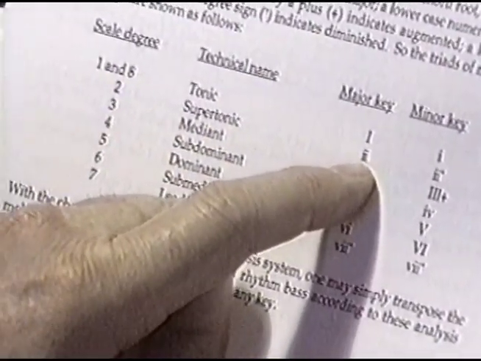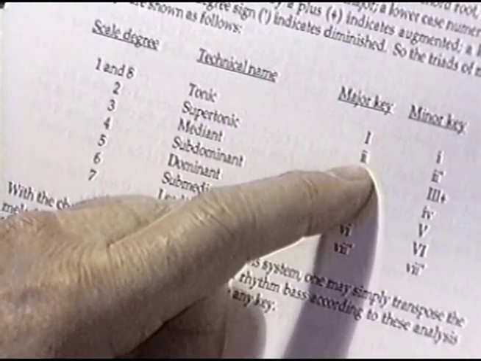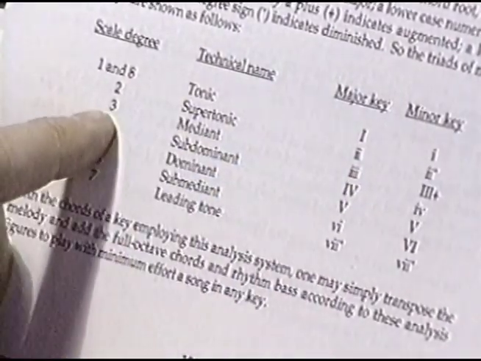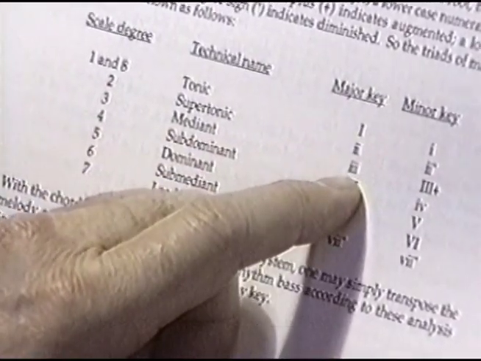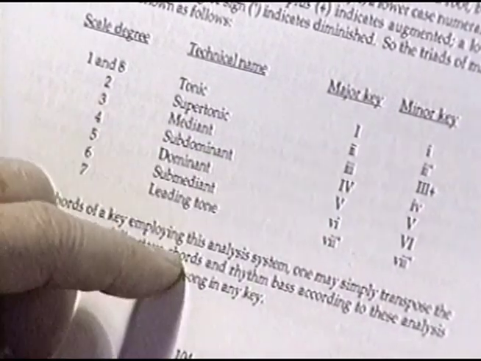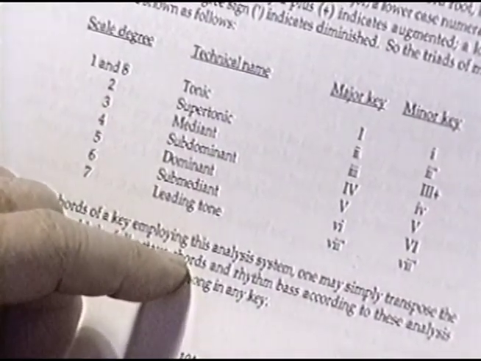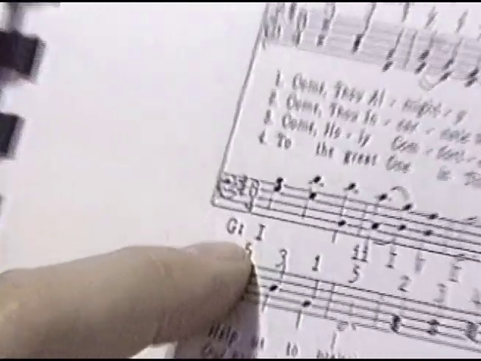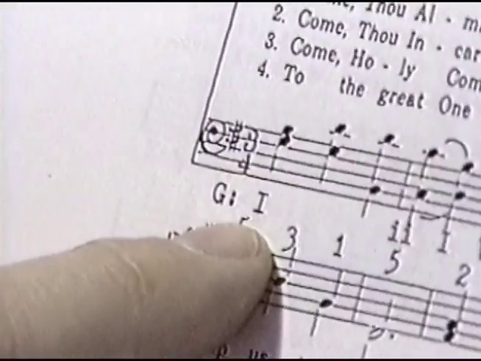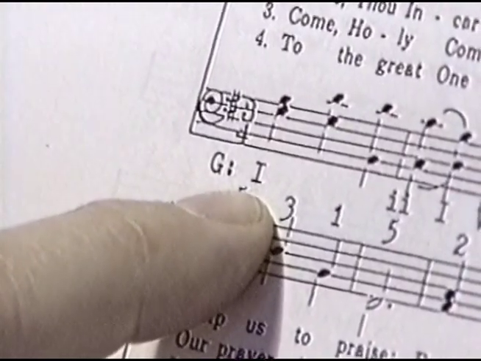Notice that that is a small numeral because the chord will always be minor. The chord on the third scale degree will always be shown with a 3, again a small numeral, and so on through the 8 scale degrees of any key. So we find over here in our hymn, Come Thou Almighty King, that the G chord, we don't use the letter G, but we use the Roman numeral 1.